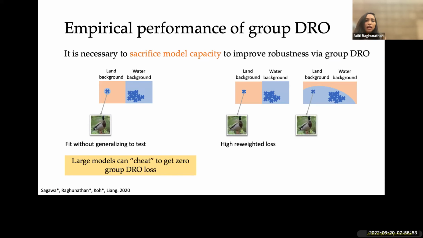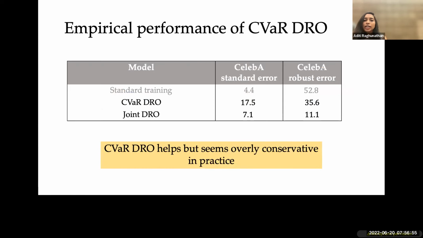Okay. And finally, if you don't have groups, the situation is even worse. So you can be overly conservative. If you look at CVaR DRO versus group DRO, that is, if you knew the groups versus if you didn't know the groups and did the unknown version, your standard error increases much higher and the robustness is also not great. This is kind of intuitive: even if you knew the groups, it's hard to get good robustness without compromising on average performance. And it gets much worse if you don't know the groups.